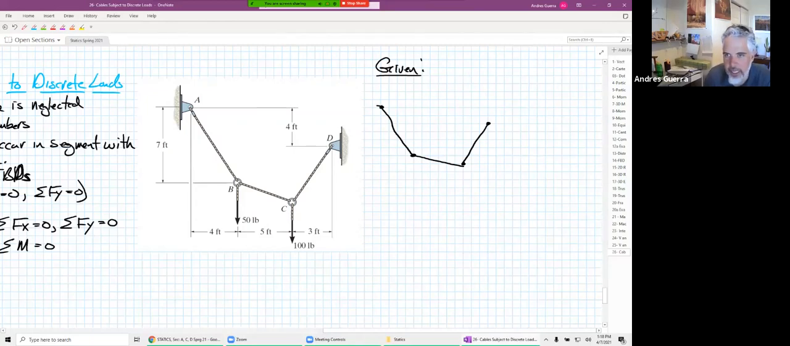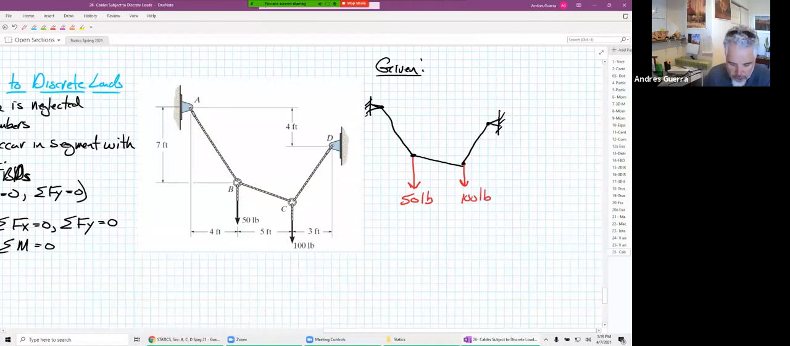They kind of look like pins, but if you think about this, these are cables. And so even if we do have a pin, we know that the line of action still has to go along the length of those cables. We have a couple of forces here that are known. We have 50 pounds right here, and we have a 100 pounds that's right here.